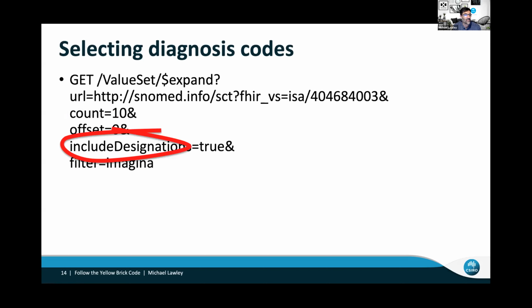We're also asking for the designation. So by default, a server will generally just return the display text of a code. But you can also ask for all the designations. So you get back all the synonyms, and that may be useful if you need to operate in a different language, or you have a slightly different context of use and you want, for example, patient-friendly terms to display rather than the default display text.